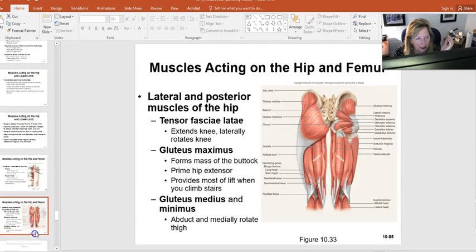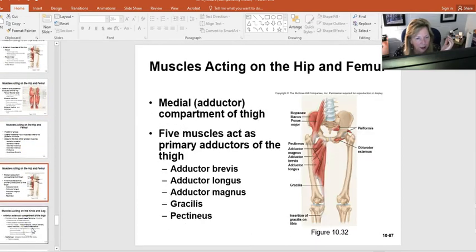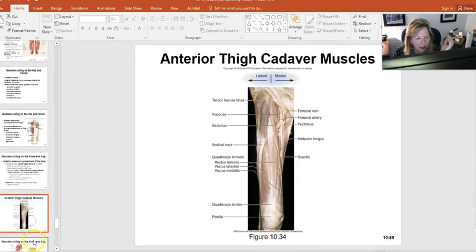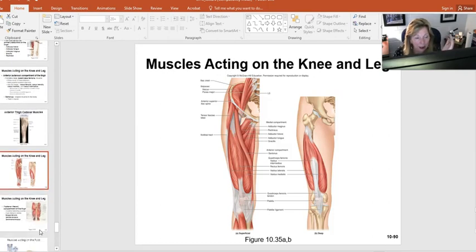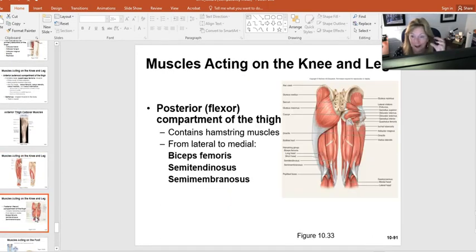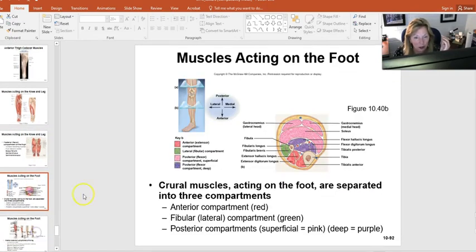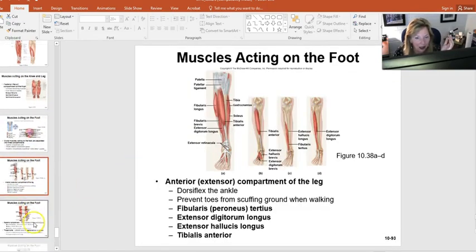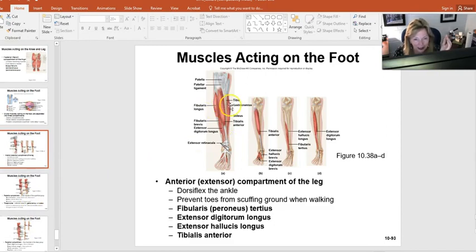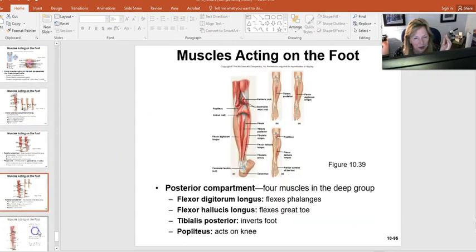I'm going to see if there's anything else I don't want to forget to mention to you. I'm going through these because if I don't mention it, you're not going to be responsible for it. For me, it doesn't mean you shouldn't really be looking at all these slides. You really should. They're great graphics and how to learn these muscles, especially whether they're superficial or really deep muscles.